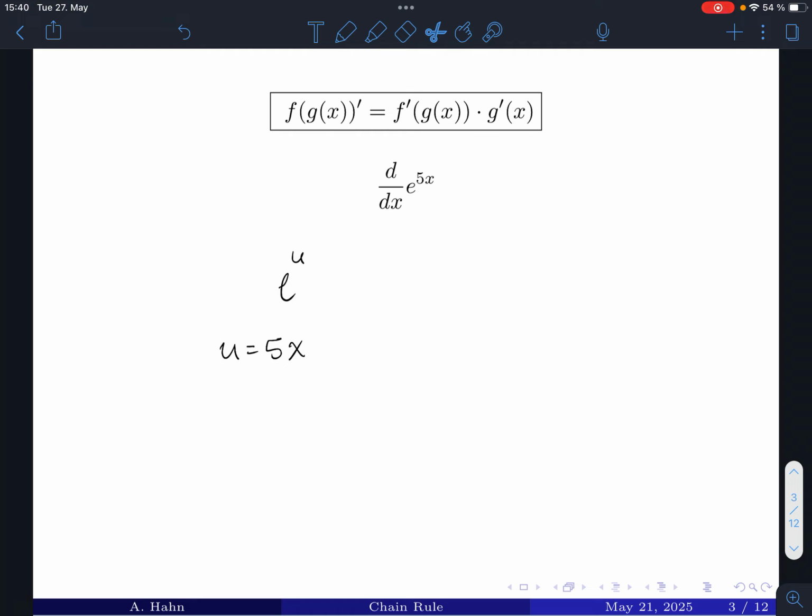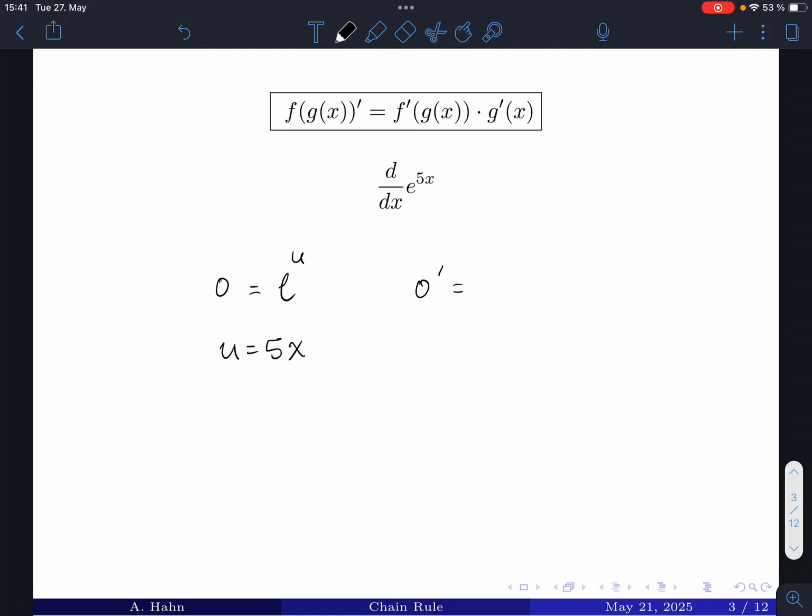And so let's talk about how to write that. What I normally do is I identify them by writing them down. So I say the outside is equal to e to the u. The inside is u is equal to 5x. And then we're going to take the derivatives of each of them separately.